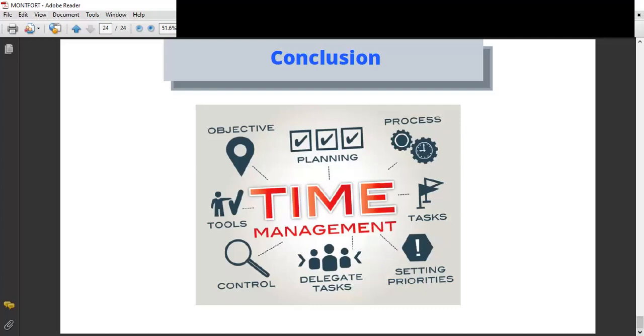Use tools. Use your resources. You should have a clear objective, how you're going to delegate your task. Set priorities. In this manner, you can manage your time very well.